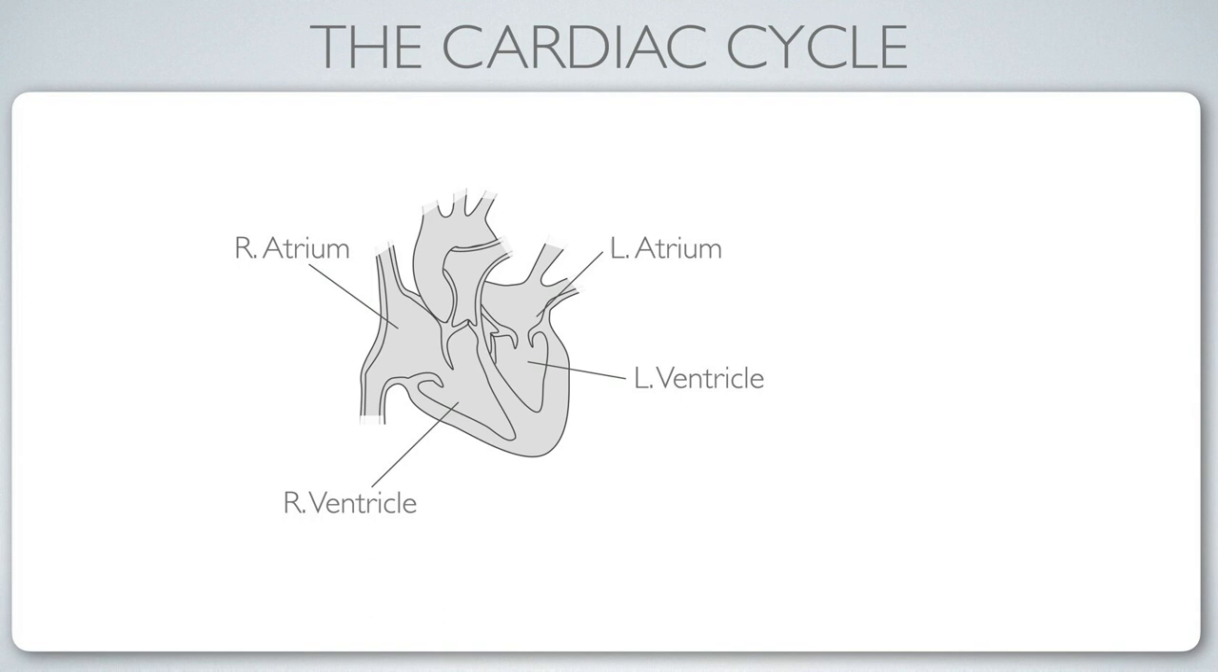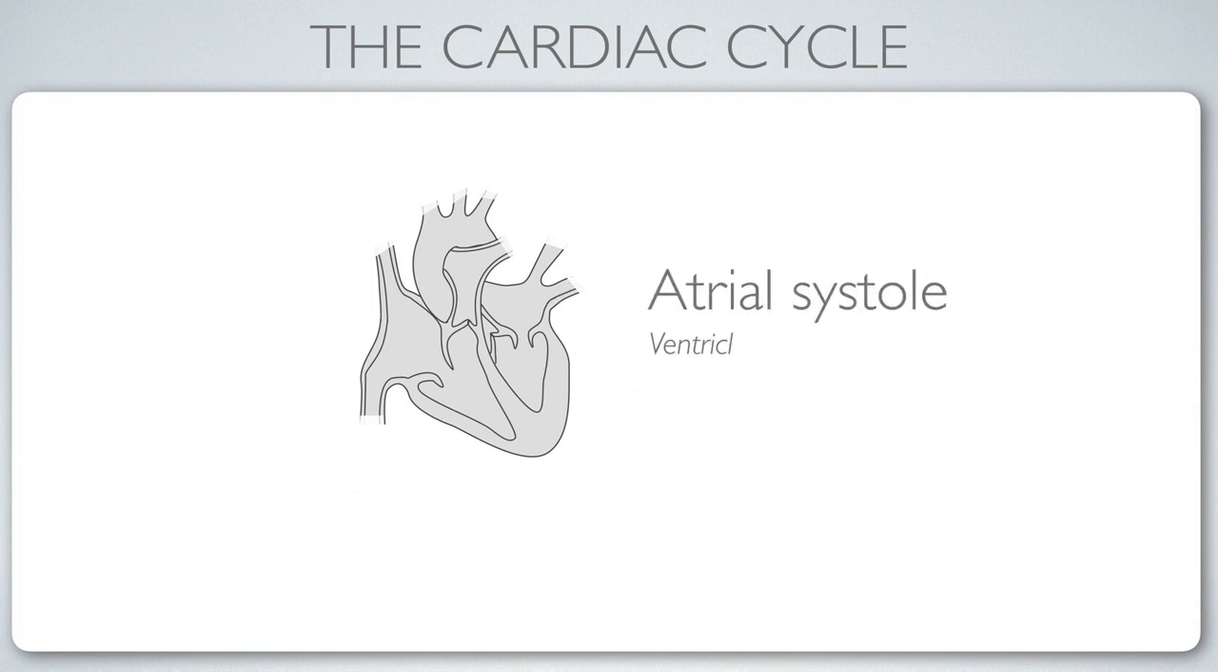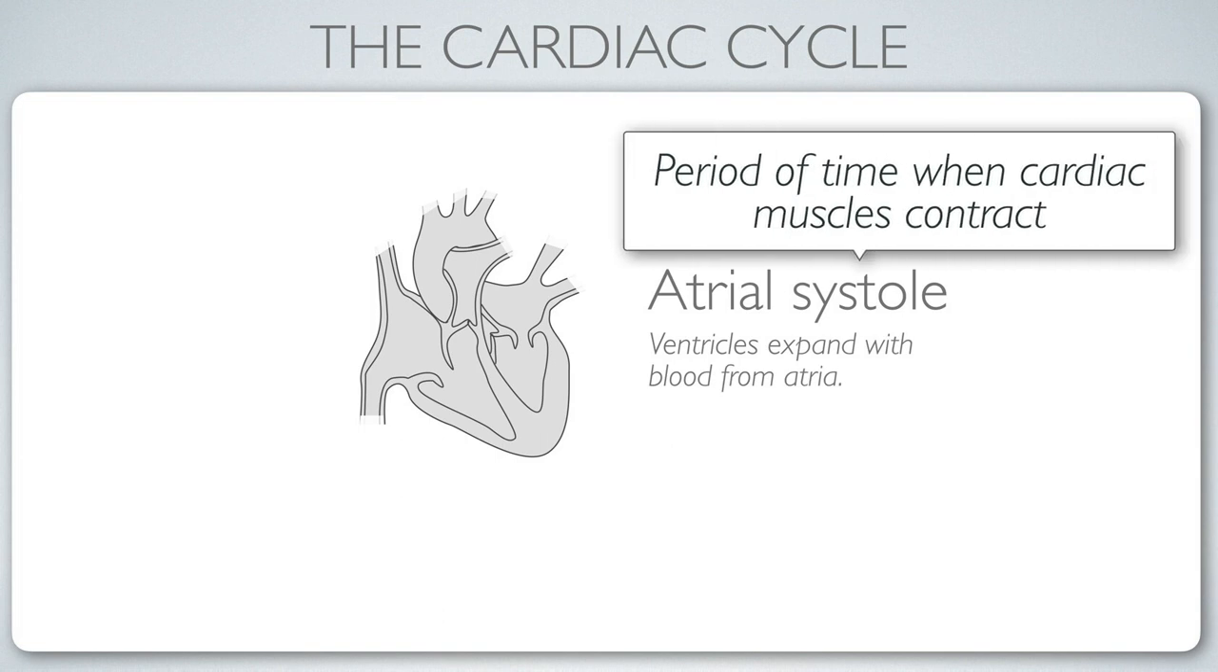Okay, so first we begin with the period of contraction for the atria. That period of contraction is called atrial systole. The word systole refers to a period of time where the cardiac muscles are activated to contract. So atrial systole, we've already established in the last lecture that the atria function to help fill up the ventricles. And so the muscles around the atria are activated for that purpose, and then they create an elevated pressure.